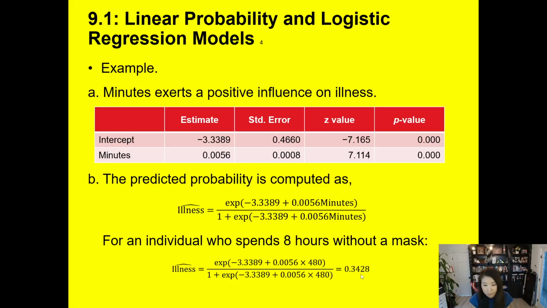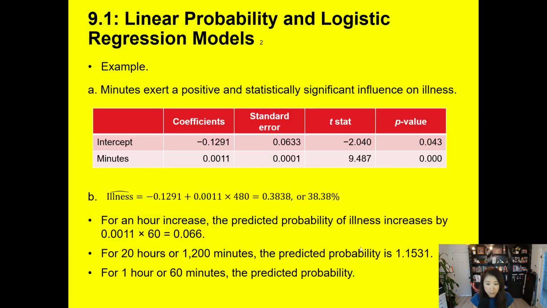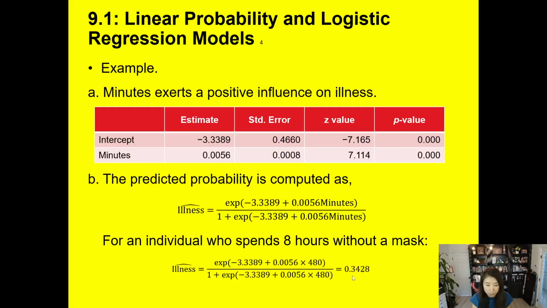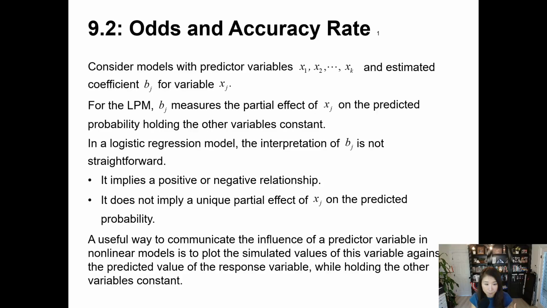Okay, so as you can see, the difference is not that large. If you recall, when we used the linear probability regression model, we predicted 38%. Once we change our functional form, the probability is very close, 34.28%. Okay. So again, this logistic regression model is way better than the linear probability regression model. The main reason is the logistic regression model will never give you a probability larger than 1 or smaller than 0.